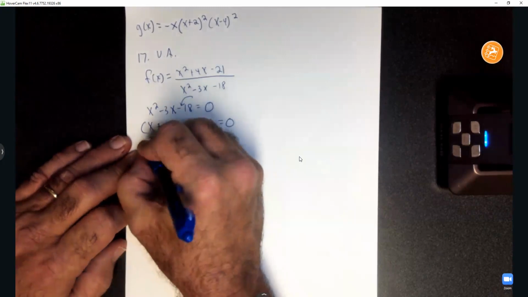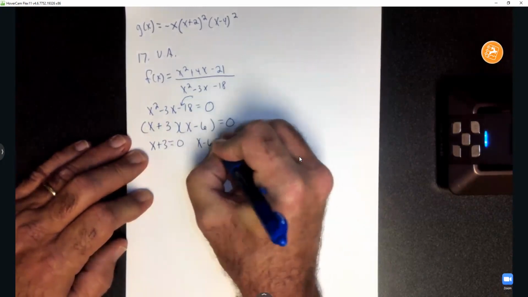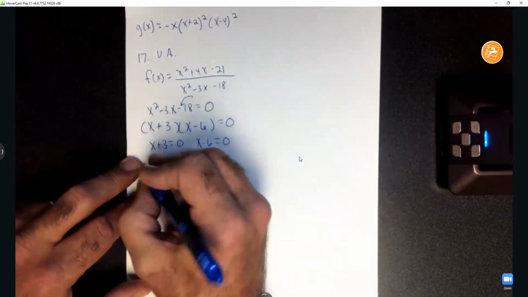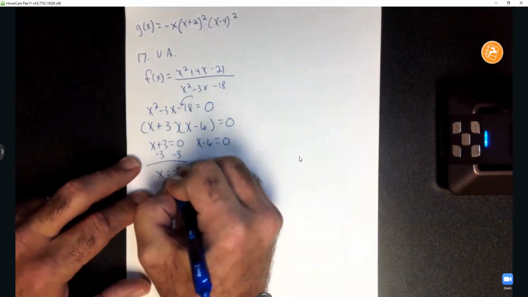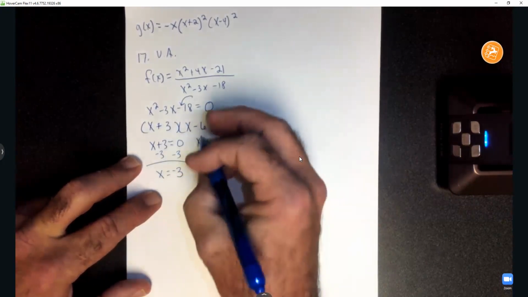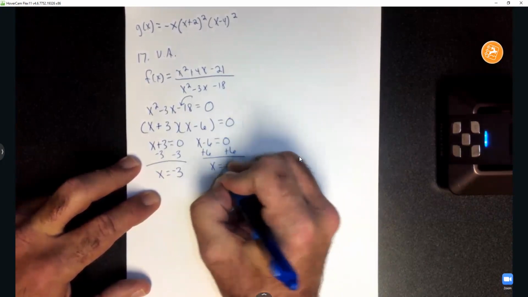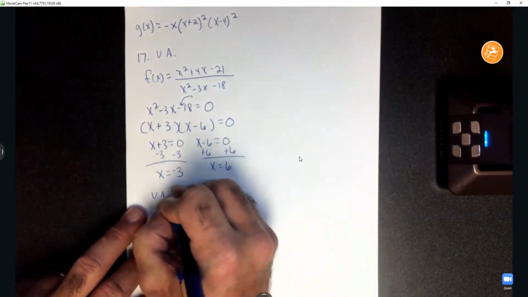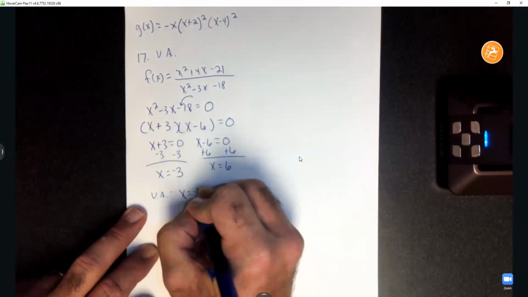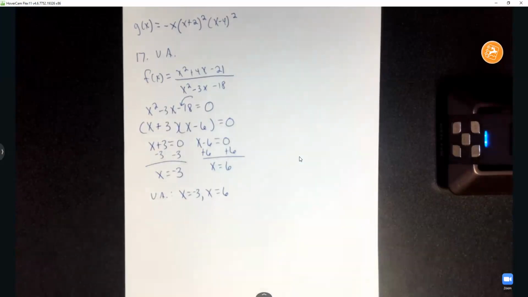So now to get the actual asymptotes, set both of these equal to 0 and solve. So I solved the first one by subtracting 3. I get x equals -3. Second one, I add 6. And I get x is a +6. So our vertical asymptotes will be x equals -3, comma, x equals 6.